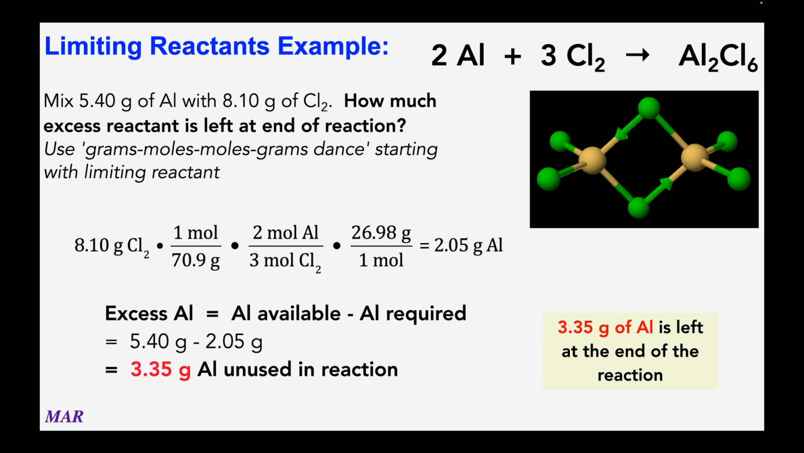And then for every mole of aluminum on the periodic table, it's 26.98 grams. So we're going to turn moles of aluminum back into grams. And it turns out 2.05 grams, that's the amount of aluminum we actually needed to make this reaction happen. Now we put 5.40 grams in, so if you subtract how much was actually needed, 2.05 grams, you only really needed 2.05 grams. That means there's 3.35 grams of unused aluminum, all right?